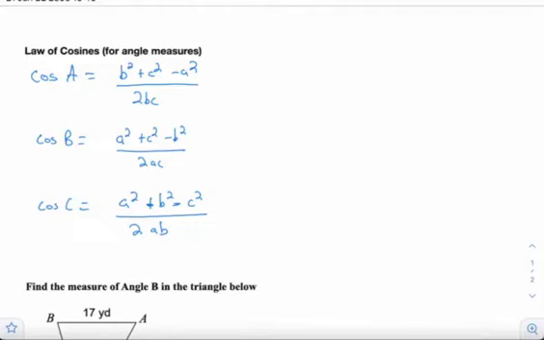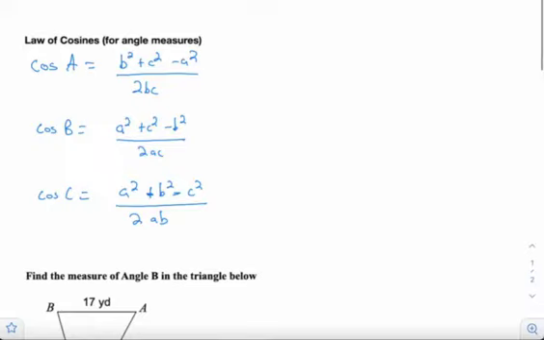To conclude the law of cosines with this last example: in the previous example, we saw that we had two sides and an included angle, and the law of cosines works for that case.